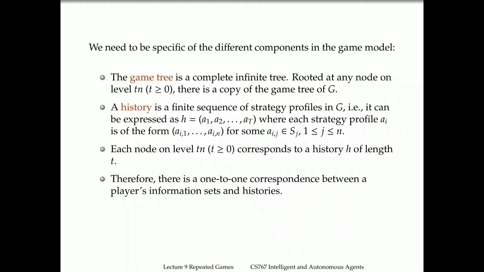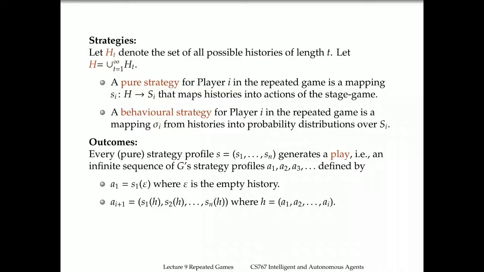And in fact, not nodes, but the players' information sets and histories, right? And this will allow us to redefine the notion of strategies. Instead of defining it as in an extensive form game, which is a function that maps from information sets to actions, we just twist the definition a little bit, just saying that, okay, a strategy is a mapping that goes from the histories to actions of players. Right? It doesn't really change anything. It's just a convention when we talk about repeated games.